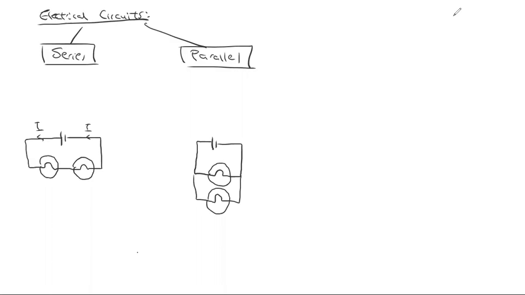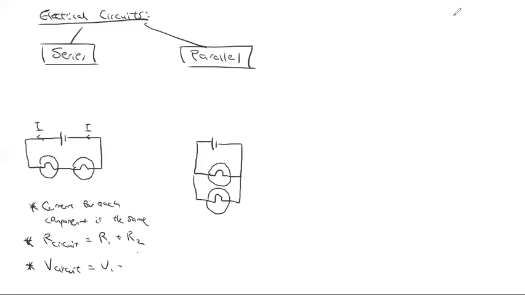Now, if things are in series, then the current for each component is the same. The resistance of the circuit is equal to adding up the resistances. And the voltage drop across the circuit is equal to adding up all the voltage drops as well.